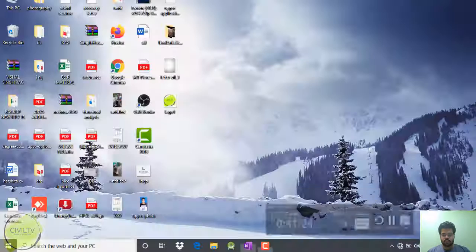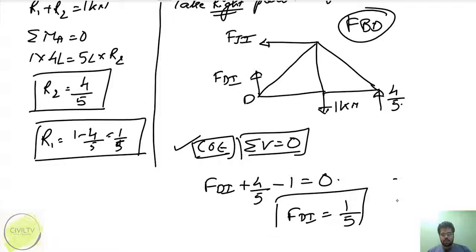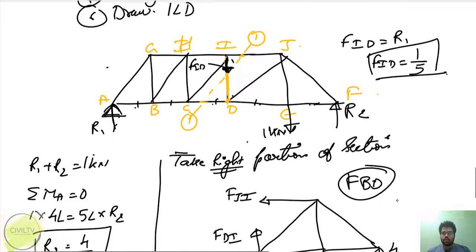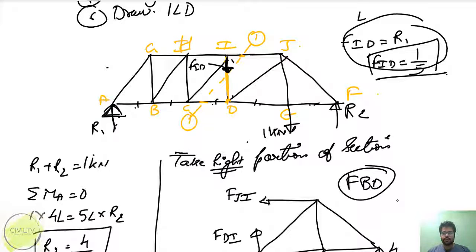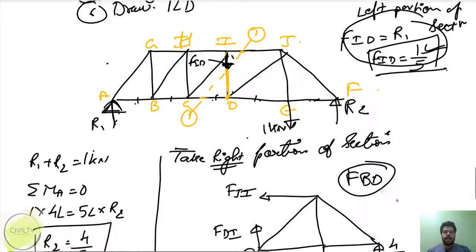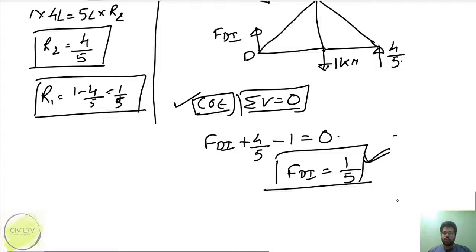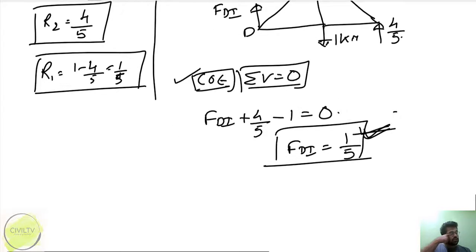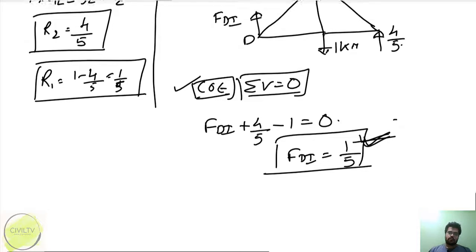It is the same as the value I got while considering the left portion of the section. When I used the left portion of the section, I got 1 by 5, and when I used the right portion, I got the same value. So this is the way we calculate the influence line diagram for the vertical members.